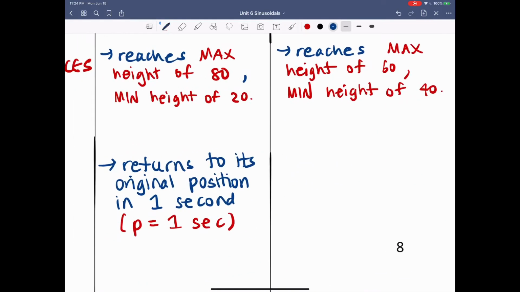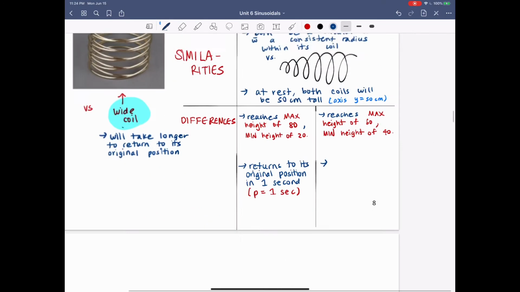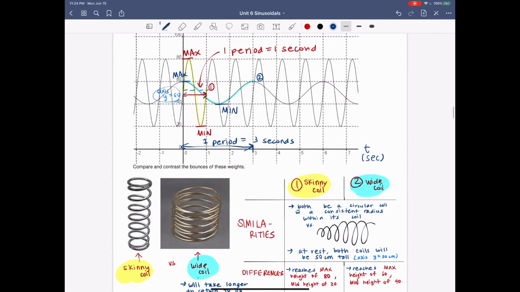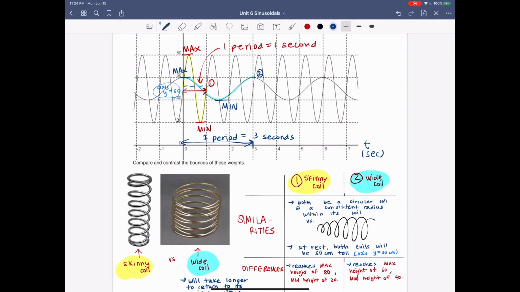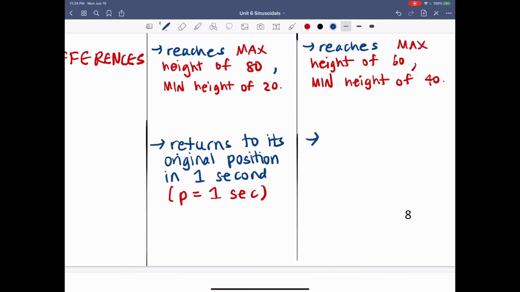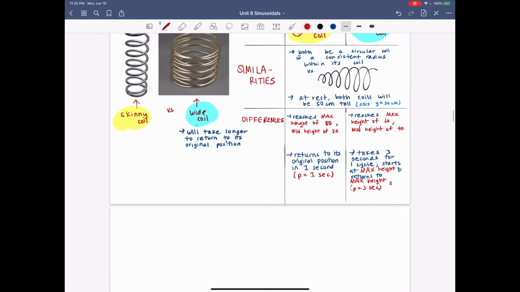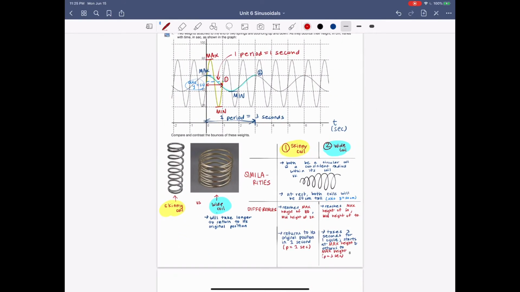So these are some differences that we notice, whereas for the other coil, rather than it taking 1 second for an entire period, it takes 3 seconds for a single period to occur. So that is all for this example.